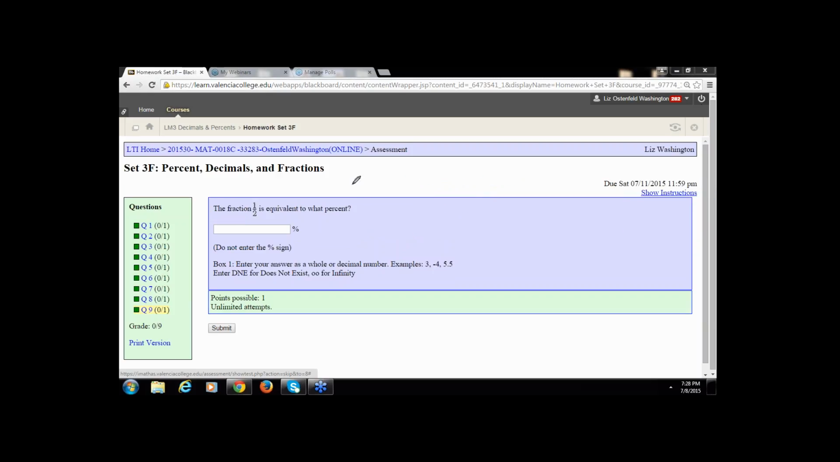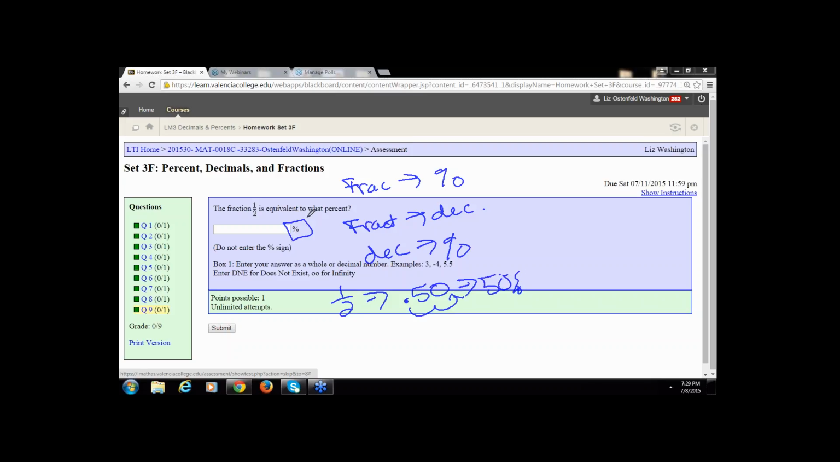Now, whenever I'm going from a fraction to a percent, what I usually like to do is take my fraction to a decimal first and then go from decimal to percent. I just find it to be easier. So 1/2, to change that to a decimal, I'm going to do the division and just get 0.50. Once I get this decimal, to get a percent, it's just going to be 50%. Take note that the percent symbol is already there, so all you got to do is type in the 50.